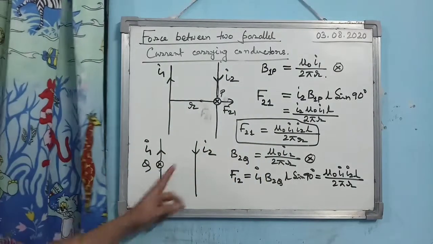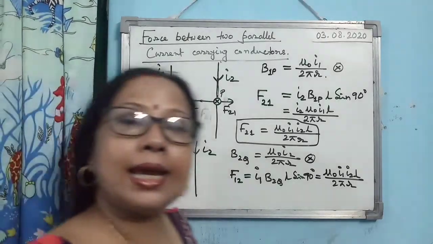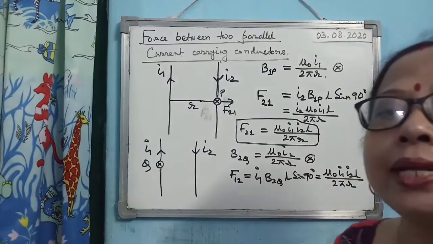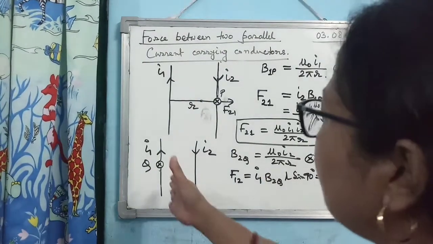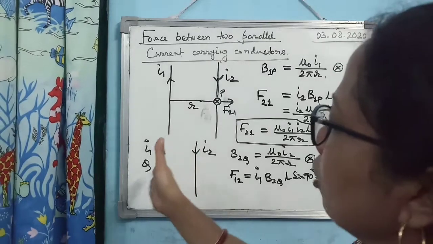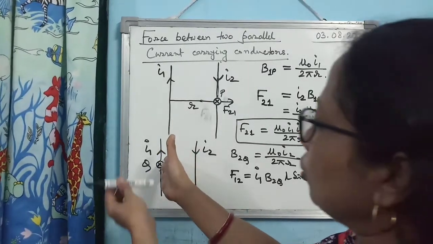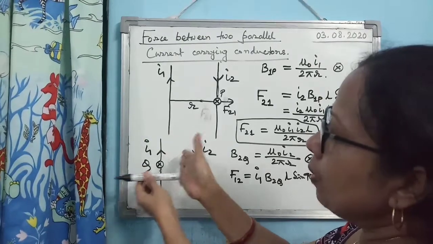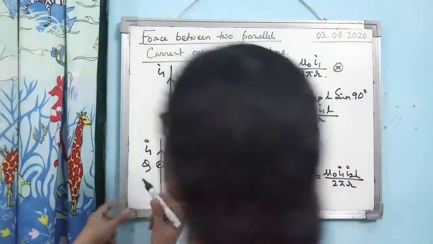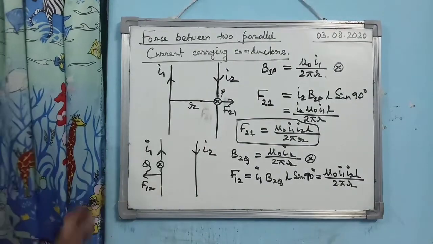Now the question is, what is the direction of F12? How can you find out? Again you have to apply the right hand palm rule number 2. So how can you apply? You see here my four fingers are along the direction of the magnetic field, thumb is along the direction of the current. So when I draw the perpendicular, it is towards the left side. So what is the direction of F12? F12 is in this direction.